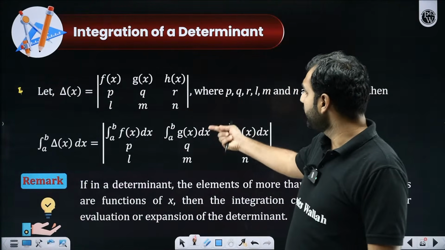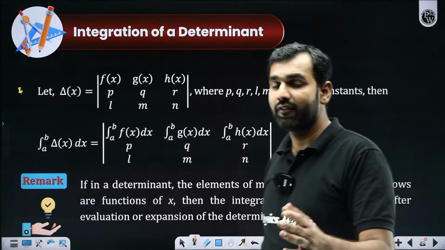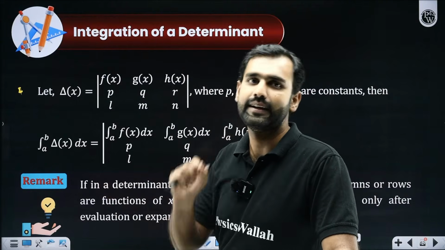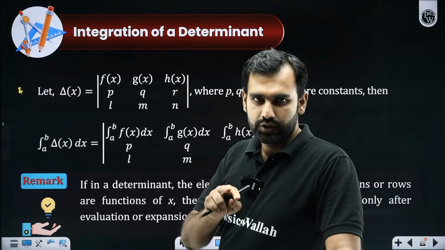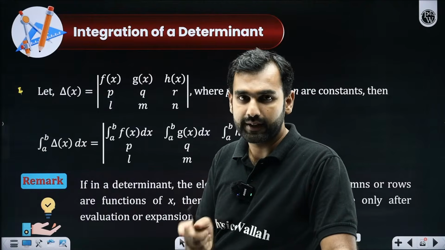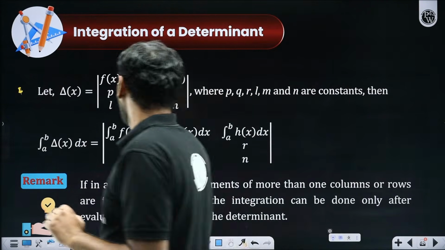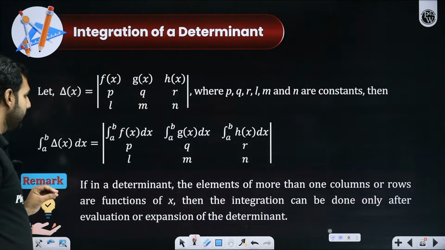What if more than one row or one column are given in terms of the variable x? Then you cannot do anything. Simply expand it first and then integrate. Did you all understand that statement, or shall I repeat it? Everyone got that? All the participants? Now, with this, I am giving you a simple conclusion.